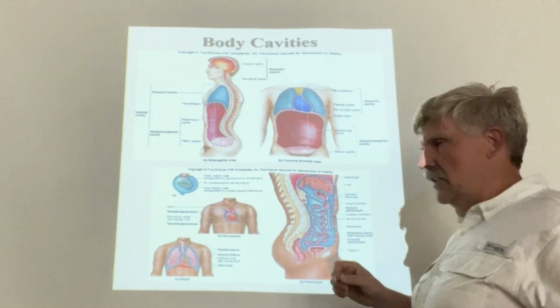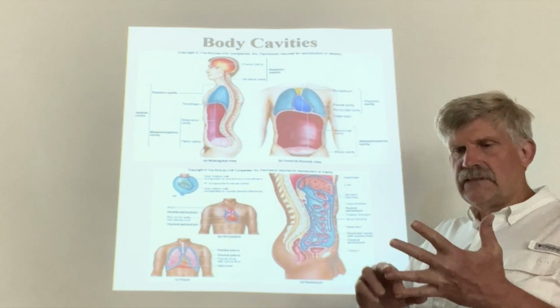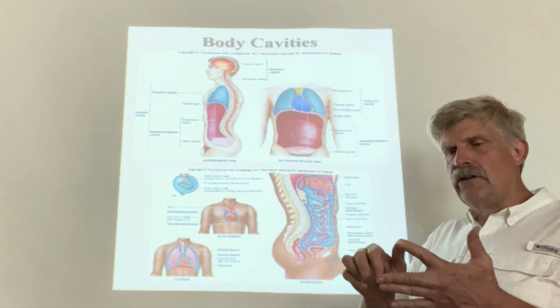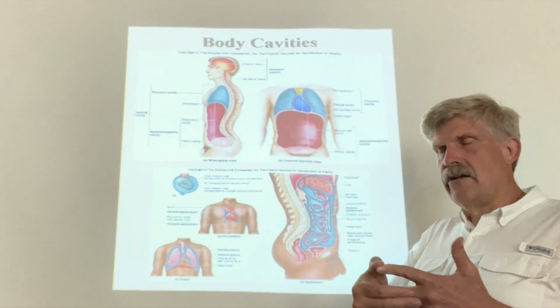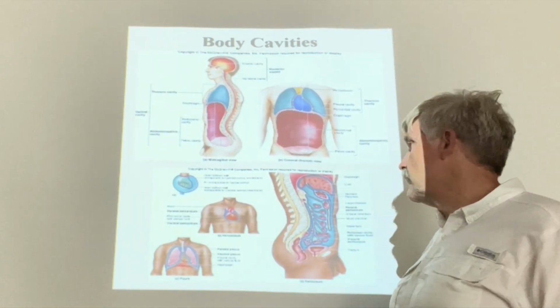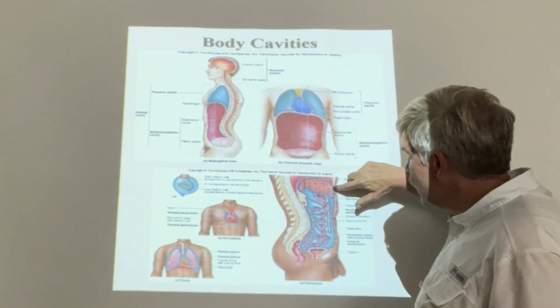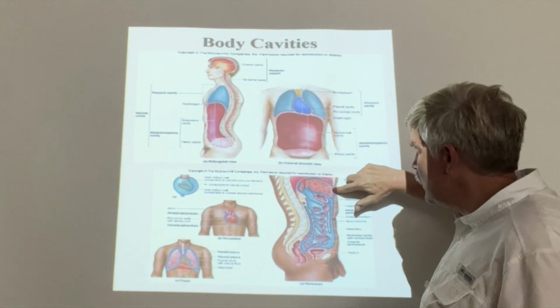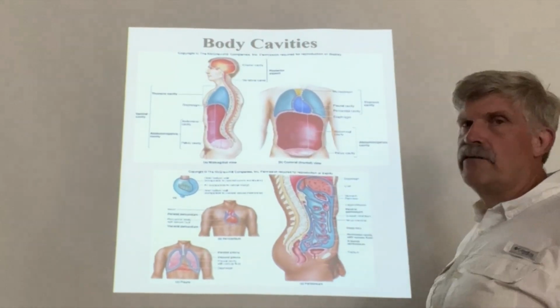So let's see, 5 mesenteric folds: greater omentum, lesser omentum, mesocolon, and the mesentery of the small bowel. I'm missing one. So that last one is going to be the falciform ligament. And the falciform ligament is going to be this area here that is attaching the anterior surface of the liver to the body wall.